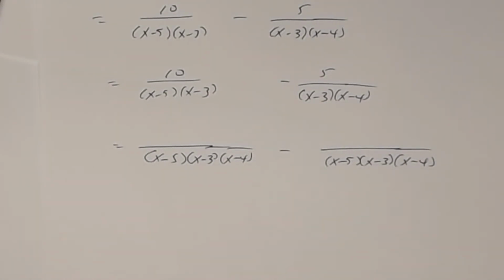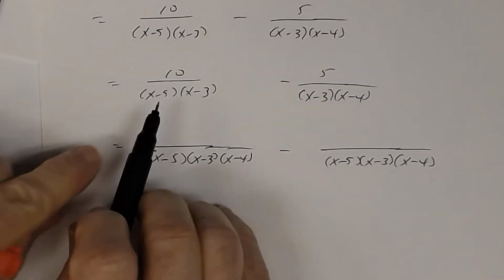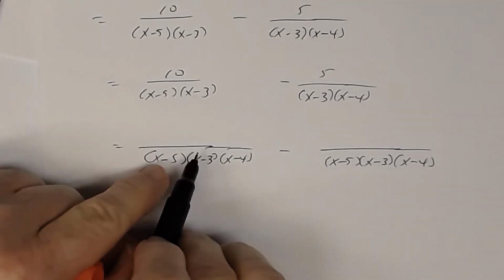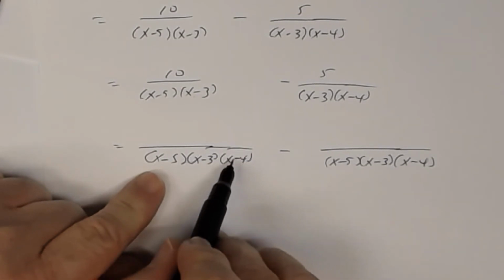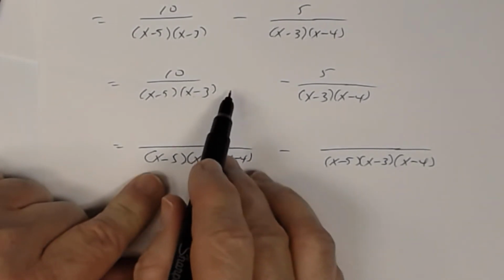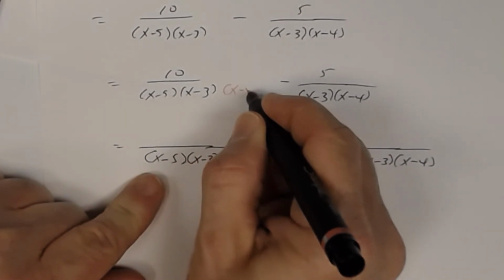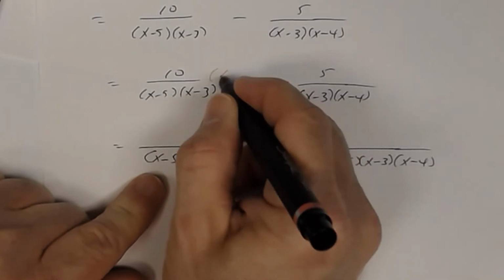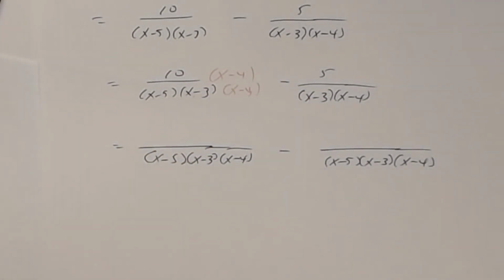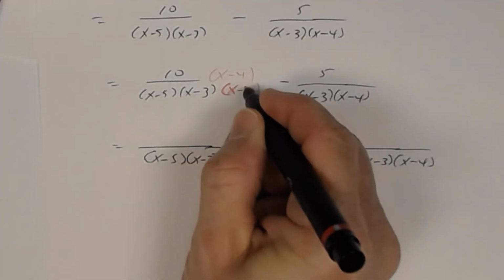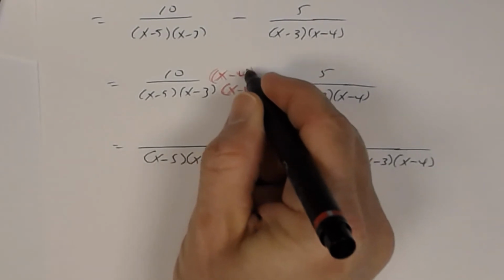You've got to remember to do this. Notice I have x minus 5, x minus 3, and I'm missing the factor x minus 4. So I've got to put it here. What I do to the denominator, I must do to the numerator. See that? Let me go ahead and make it darker. I'm going to use a different color. So x minus 4, x minus 4.